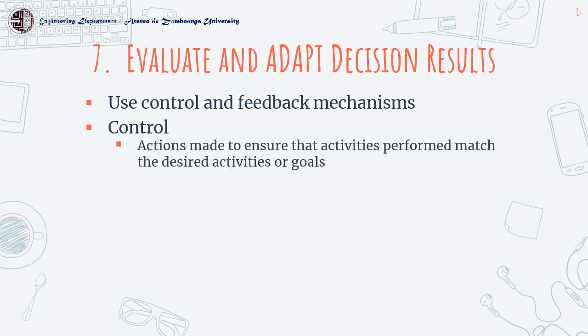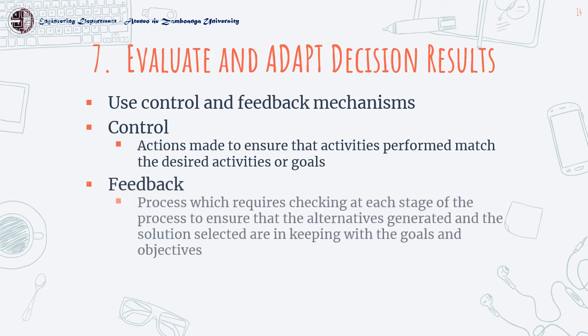So control refers to the actions made to ensure that activities performed match the desired activities or goals. And the second part of that mechanism is feedback. So this refers to the process which requires checking at each stage of the process to ensure that the alternatives generated and the solutions selected are in keeping with the goals and objectives.